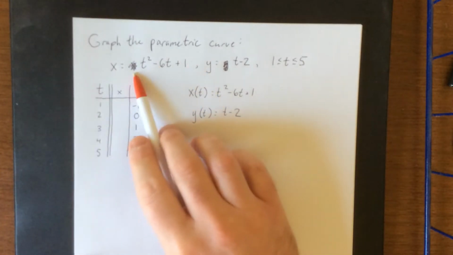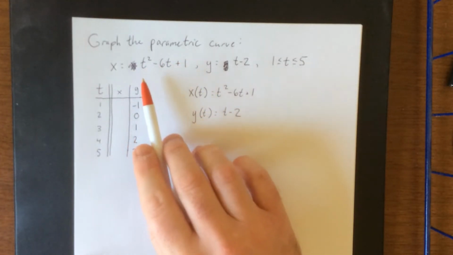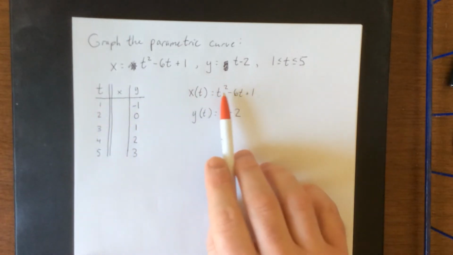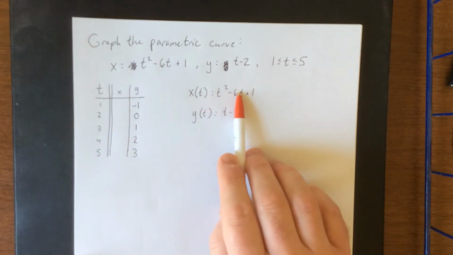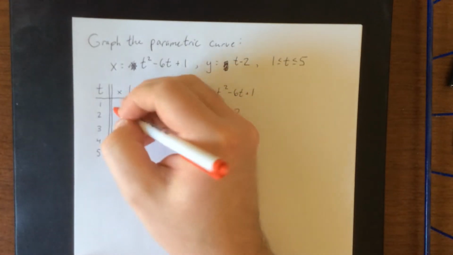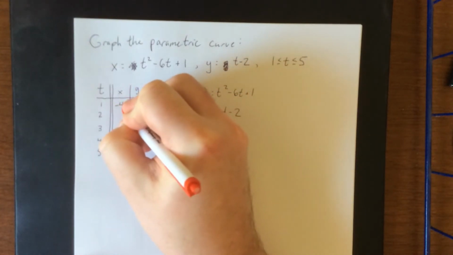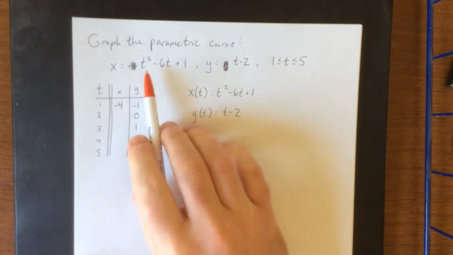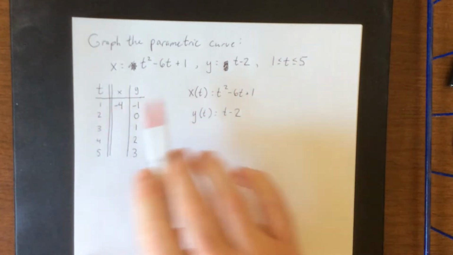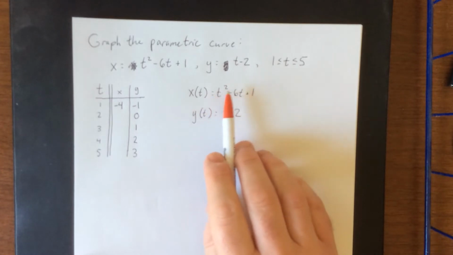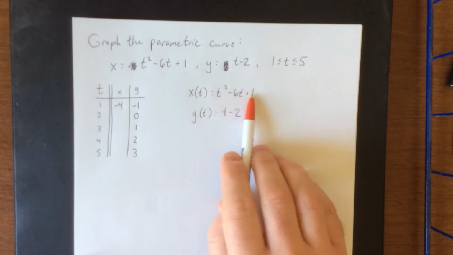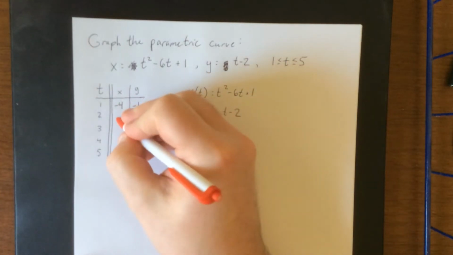Now x is probably going to be a little bit more complicated. Let's start with t equals 1. We'll get 1 squared minus 6 times 1 plus 1. That's 1 minus 6 plus 1, which I believe simplifies to be negative 4. For t equals 2, we're going to have 2 squared minus 6 times 2 plus 1. That's 4 minus 12, which is negative 8, plus 1, which will be negative 7.